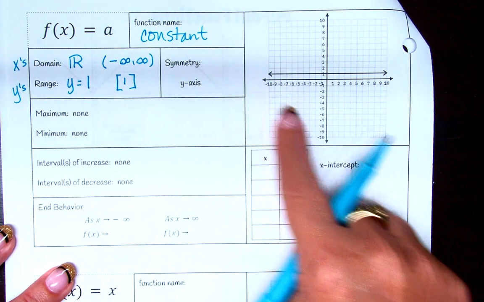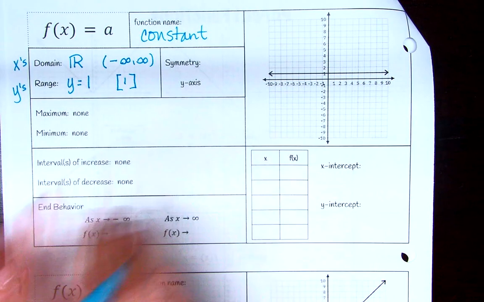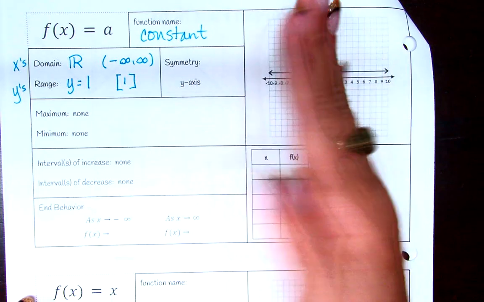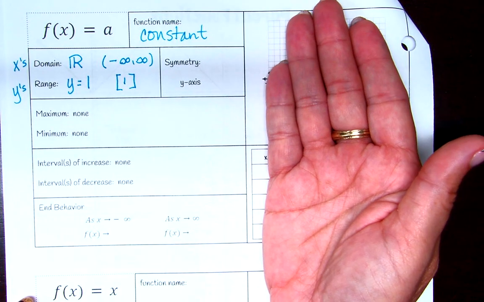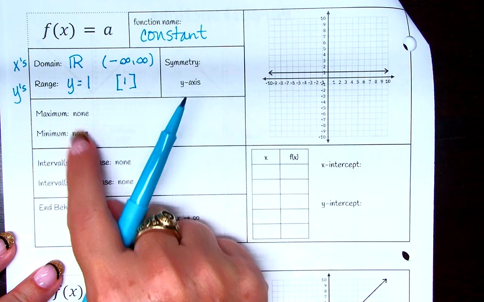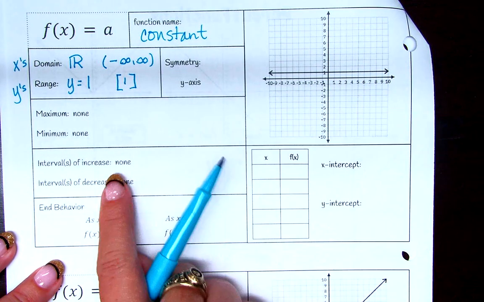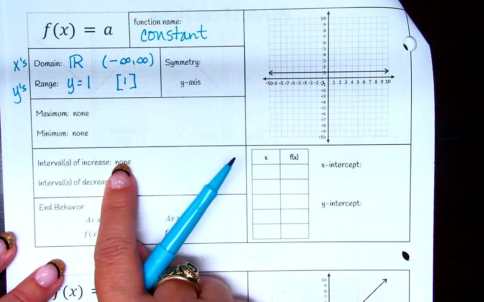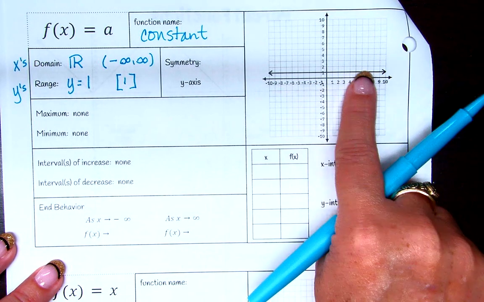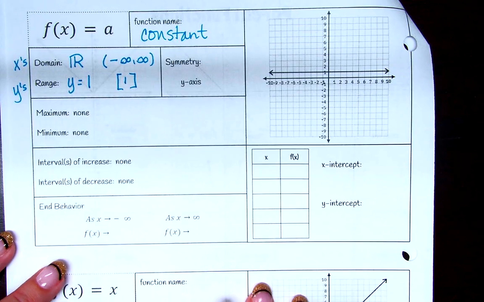Now, for this particular graph, I told you it's symmetric to the y-axis, which means if I took it and flipped it over like this, it's right on top of itself, isn't it? Okay. I told you there's no minimum or maximum. Does that make sense? There's not a highest point, there's not a lowest point. And I told you it's not increasing and it's not decreasing. Does that make sense? Because it's just flat, right? So it's not increasing anywhere, it's not decreasing anywhere.